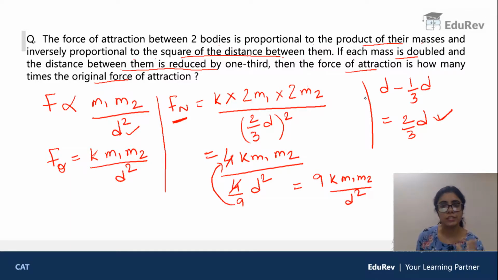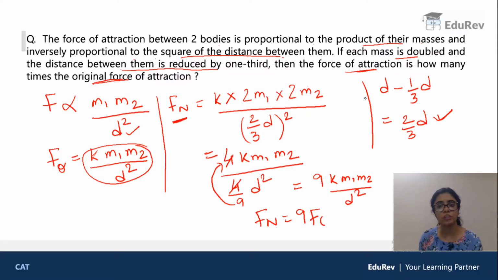Now the question is, the force of attraction is how many times the original force of attraction? See, the original force was K M1 M2 upon D square. The new force of attraction is 9K M1 M2 upon D square. So can I say my new force of attraction is 9 times the original force of attraction? Because this is nothing but your original force of attraction.